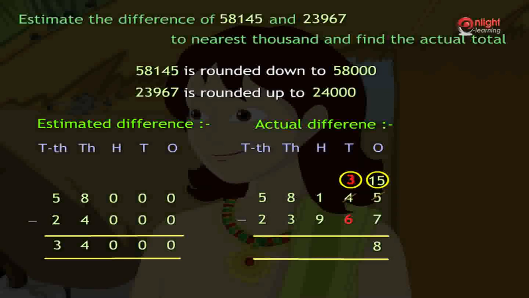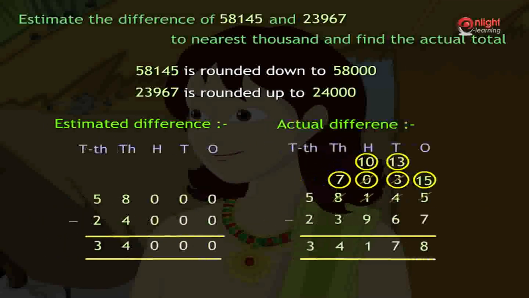Now in tens place, we have 3 tens and 6 tens. As 6 tens is greater than 3 tens, we regroup and get 13 tens and 0 hundreds. So, subtracting 6 tens from 13 tens, we get 7 tens. Now subtracting 9 hundreds from 10 hundreds, we get 1 hundred. And subtracting 3 thousands from 7 thousands, we get 4 thousands. Subtracting 2 10,000s from 5 10,000s, we get 3 10,000s.